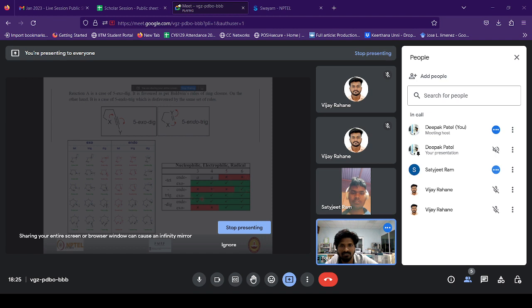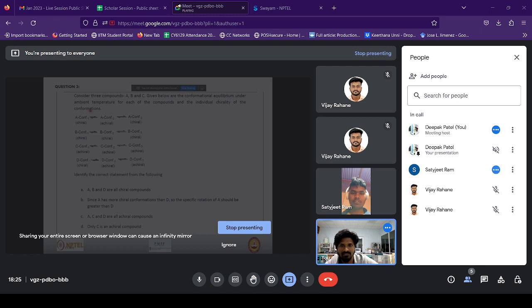For exo, meaning the electron system flowing outside, all the systems are allowed. And for D, only endo is allowed in all the cases, and for exo, 3 and 4 are not allowed, only 5 and 6 are allowed. I just gave this for your clarification.